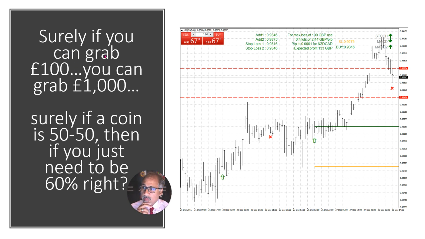Now, here's the theory. If you can grab £100, surely you can do 1,000. So if the skills I'm teaching you allow you to consistently make 100, you won't make it on every trade. You're not going to be right every time. So let's say that's 100 and that's 100. Okay? If you can make 100, then you've got the skills to make 1,000. If you can make 1,000, you can make 2. If you can make 2, you can make 4. The reason is then the only differential is the capital you have. It is not the entry and exits.